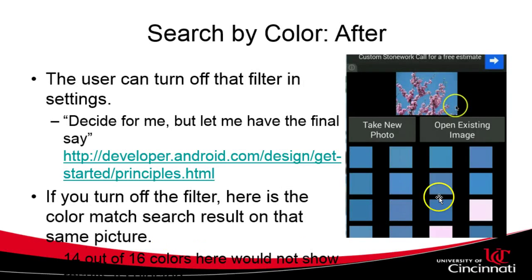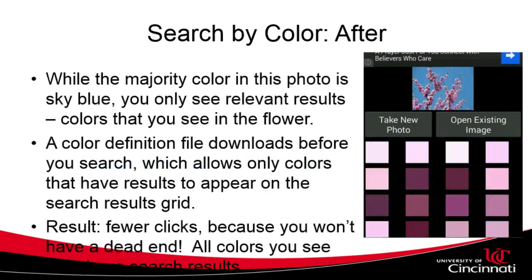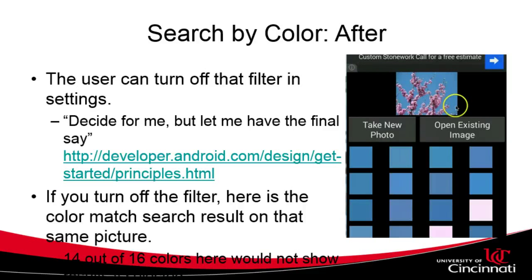Without that filter, it looks like this. If we did that same picture and we color indexed it, the top 16 colors would be 14 sky blue shades, and those are all different shades, but 14 shades of sky blue that are going to have no results, and then 2 shades of white that may have results. But nonetheless, a whole lot more useful clicks on this screen than on this screen.